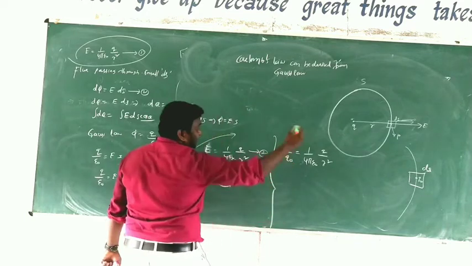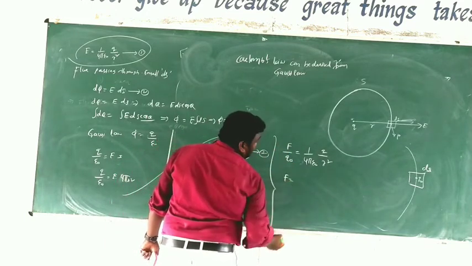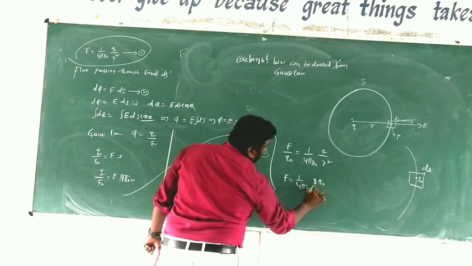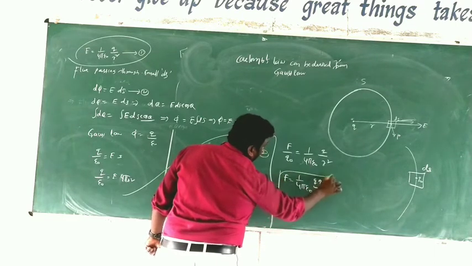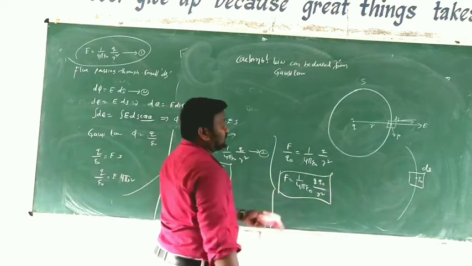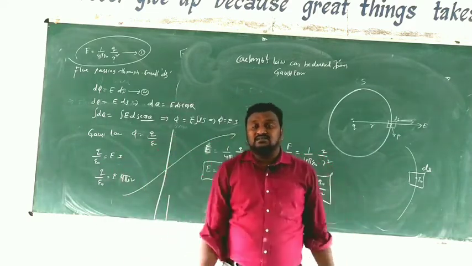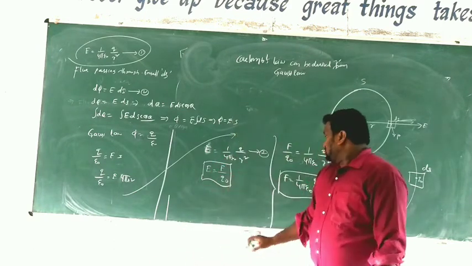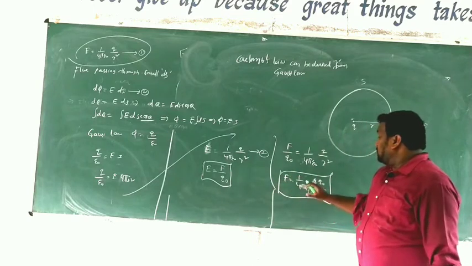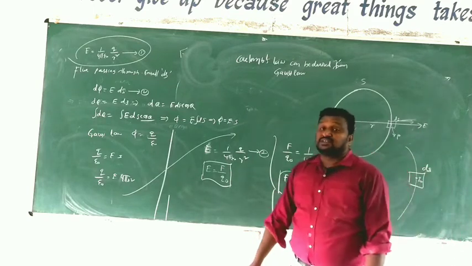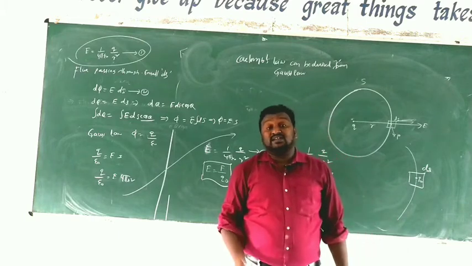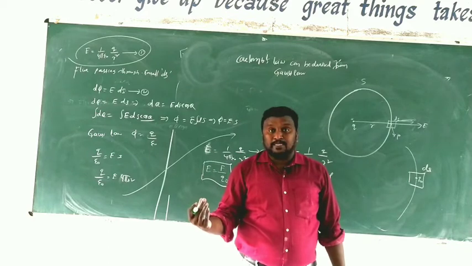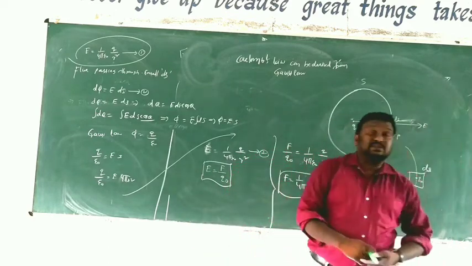Now I am bringing Q naught to that side. Then what we will get? F is equal to 1 by 4 pi epsilon naught Q Q naught by r square. So this is Coulomb's law. Clear? This is what we call Coulomb's law. In this way, we can derive Coulomb's law by using Gauss law. Clear? See, once again, I will simply explain.